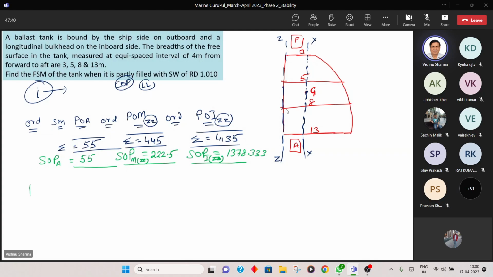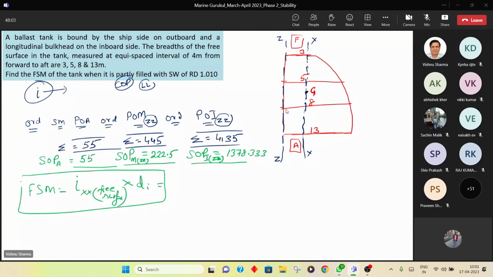Okay, guys. Now, FSM will be equal to I about XX of the free surface multiplied by DI. Now, I about XX we need. Guys, we are going to get about Z. So this is what my problem statement now is. What do I need to do? I will have to use theorem of parallel axis, for which I will need this distance D also. Yes or no? What is common interval? Common interval is given as 4 meters in the question.